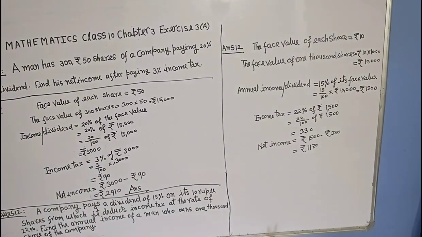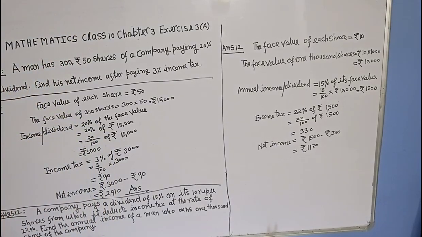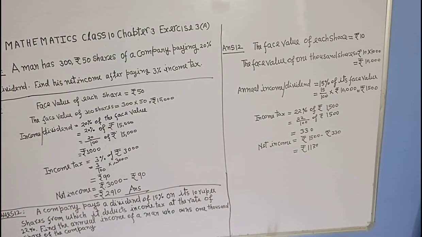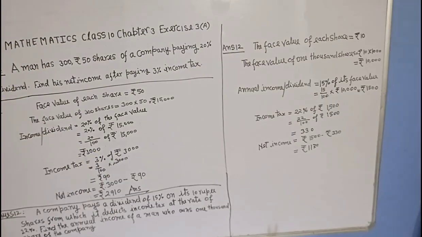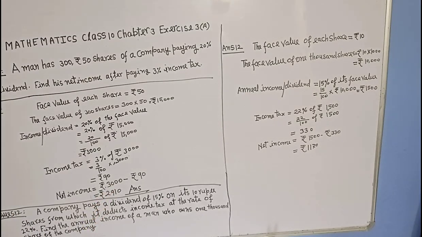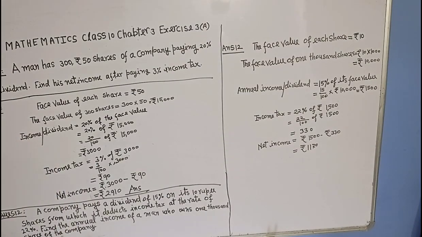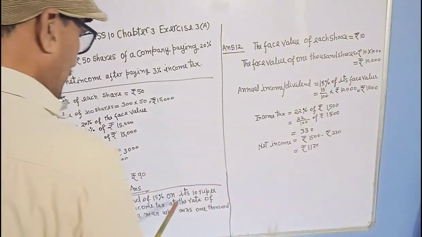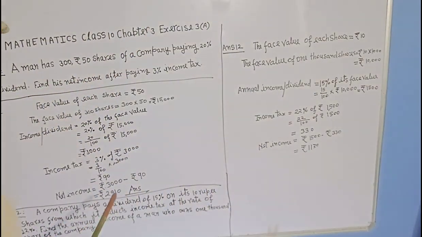Income tax is equal to 3% of rupees 3,000, equal to 3 by 100 into 3,000, equal to rupees 90. Net income is equal to 3,000 minus rupees 90, equal to rupees 2,910. Answer.